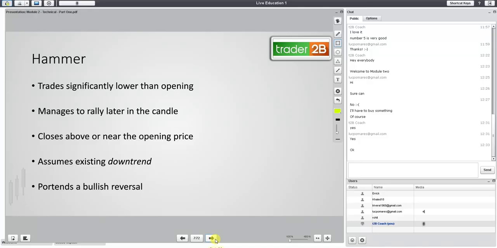Okay, so moving forward with understanding some basic candlestick patterns. The first basic pattern that we're going to be looking at is referred to as a hammer.